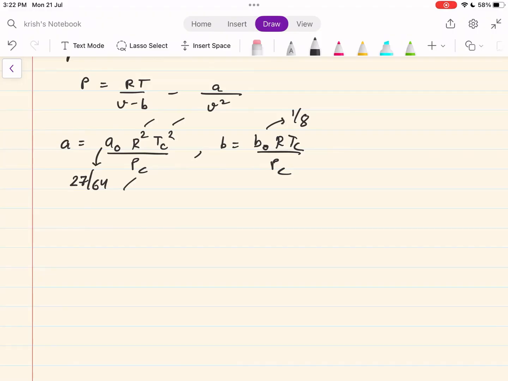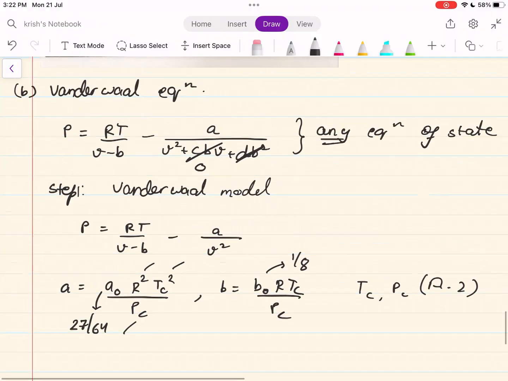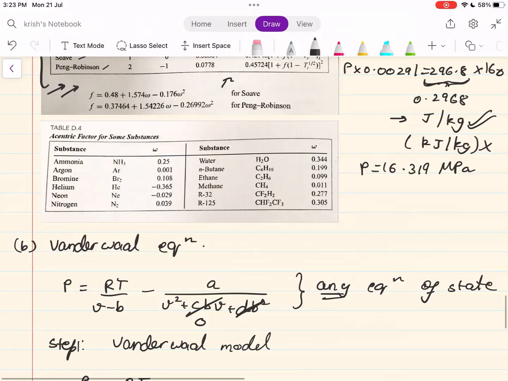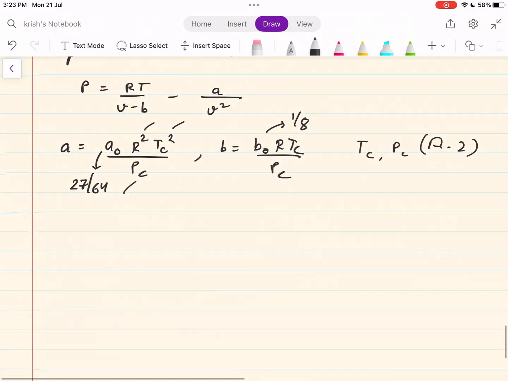Right. So now all we have to do is substitute R, Tc and Pc. Tc and Pc I think can be found from table A.2, and R value we have already found it to be this from the tables again. So upon substituting, let us just do that.